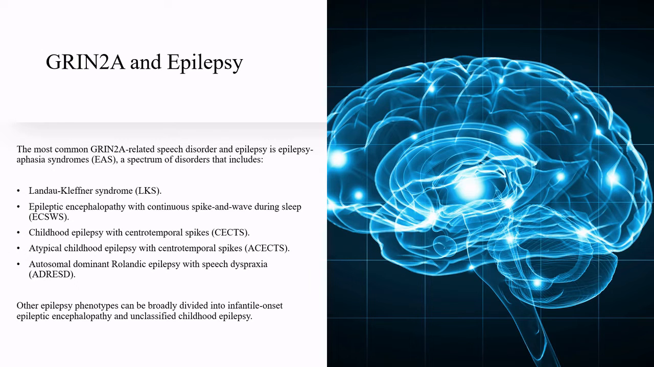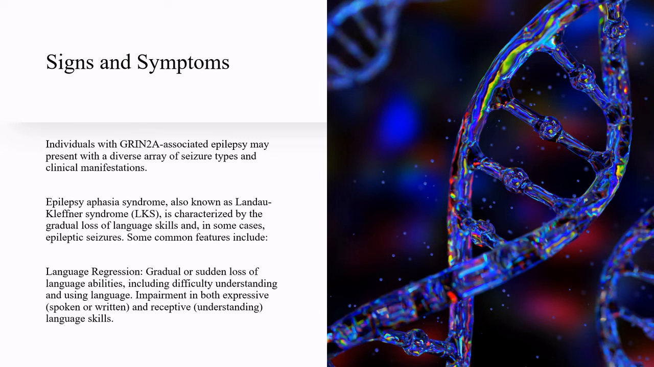Other epilepsy phenotypes can be broadly divided into infantile-onset epileptic encephalopathy and unclassified childhood epilepsy. Individuals with GRIN2A-associated epilepsy may present with a diverse array of seizure types and clinical manifestations.